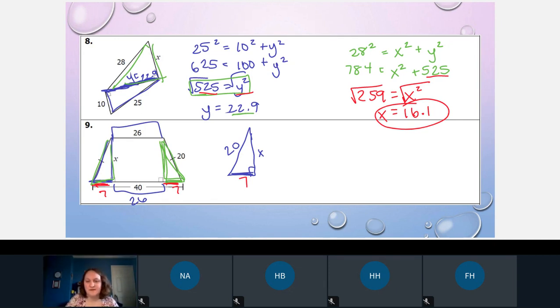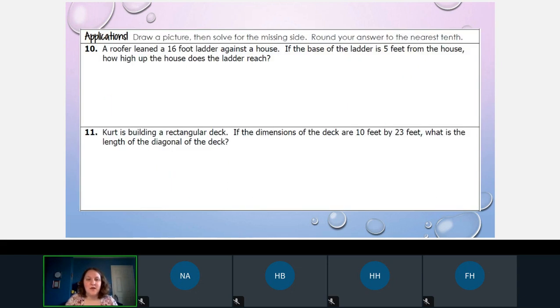Okay, what is with this arrow right here? I don't get it. Oh, well.